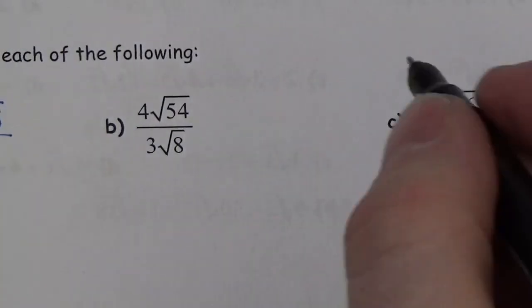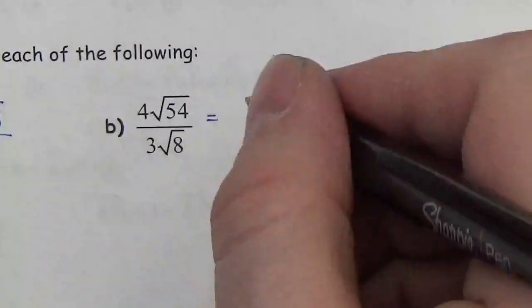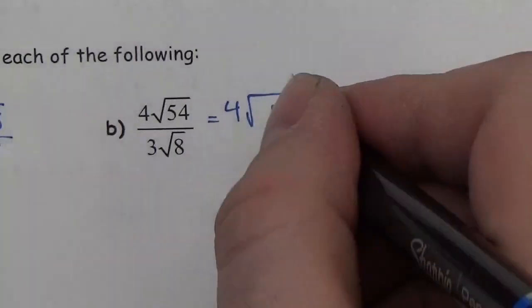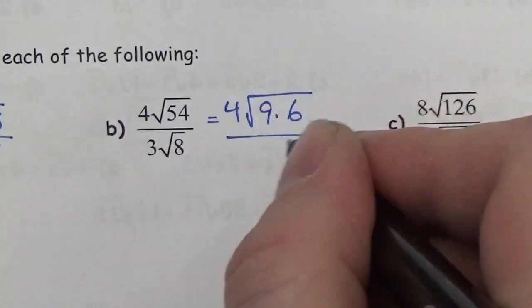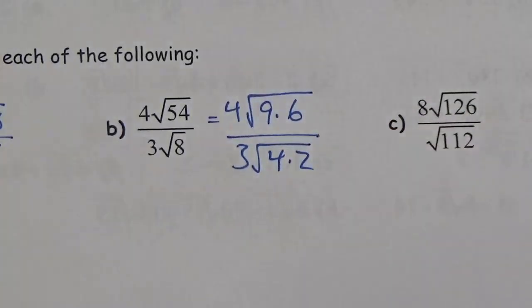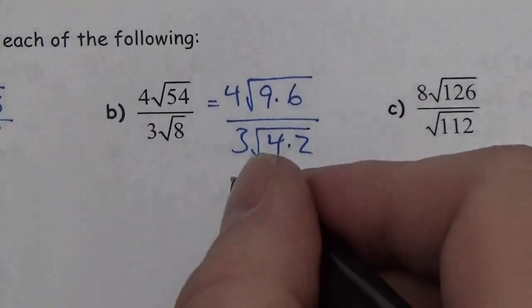Over here, okay, so 4 root. Now we've got to think, what's the highest perfect square that's a factor of 54? Well, I know 9 is a factor of 54. And actually, I think 9 is the best I can do there. That's going to be 9 times 6. And down here, well, okay, 8. We've done 8 a bunch of times before. We know it's going to be 4 and 2.